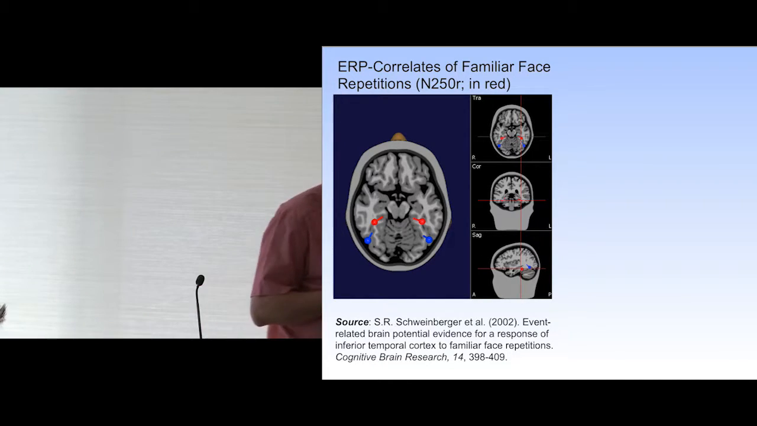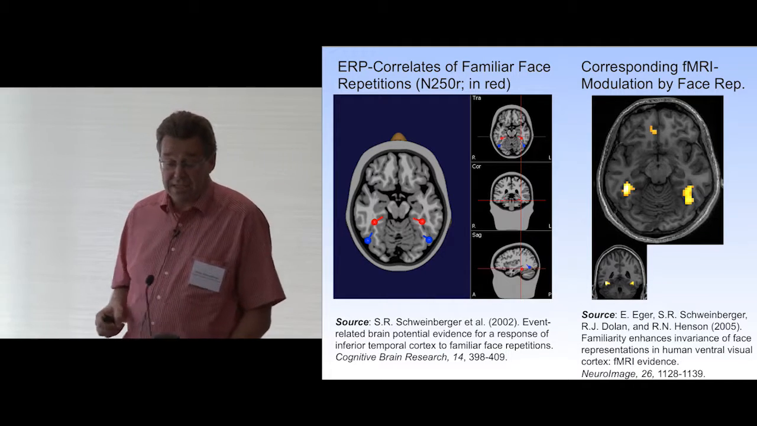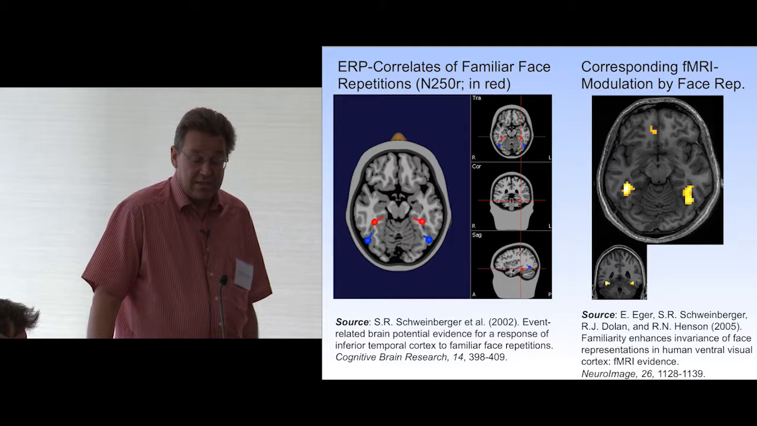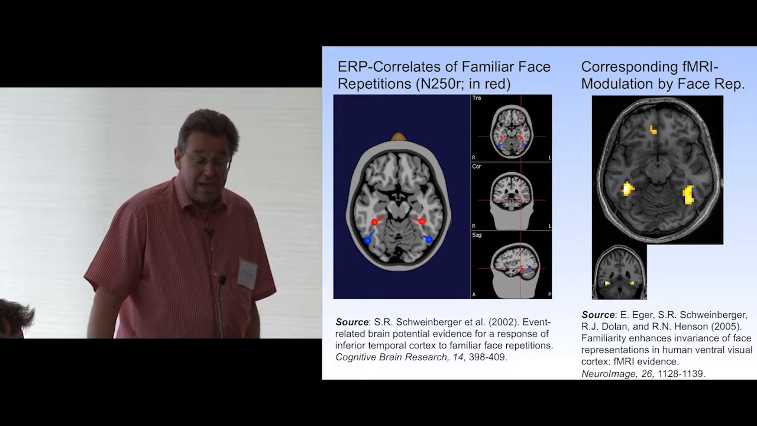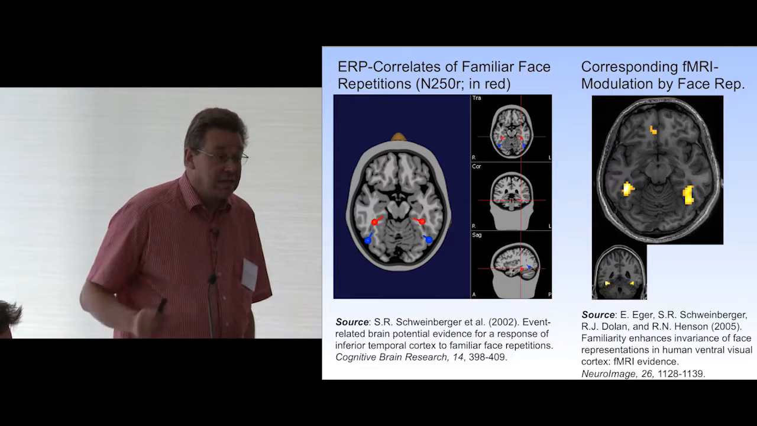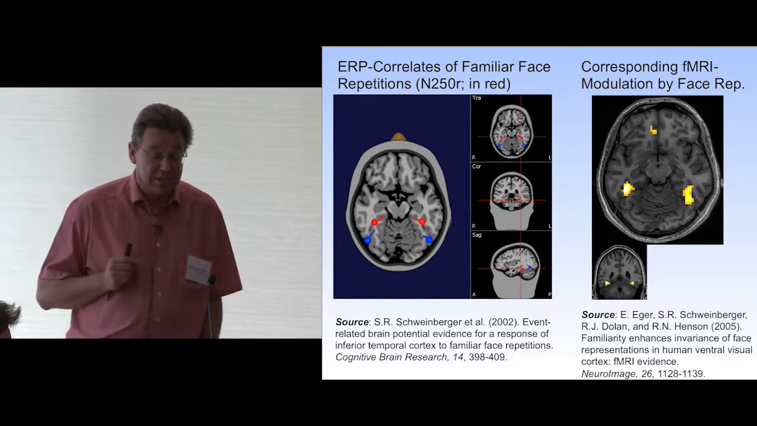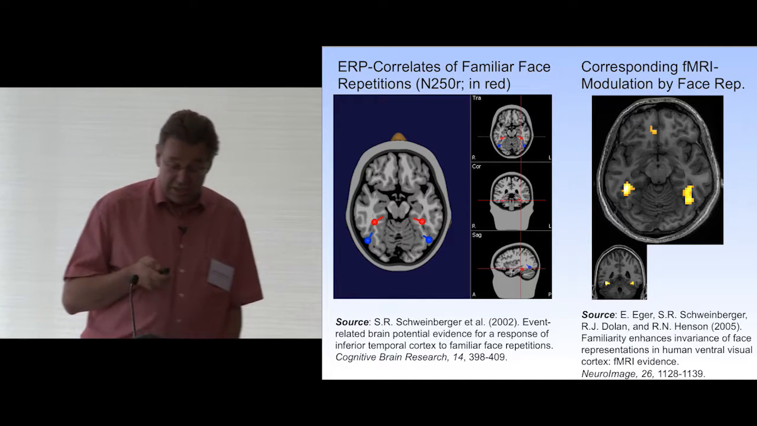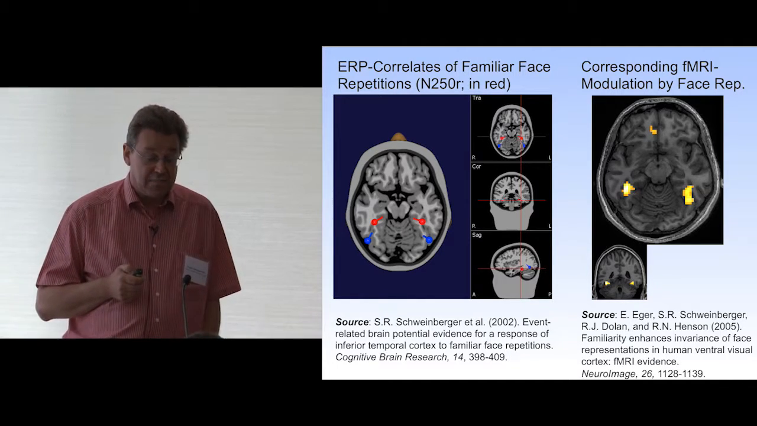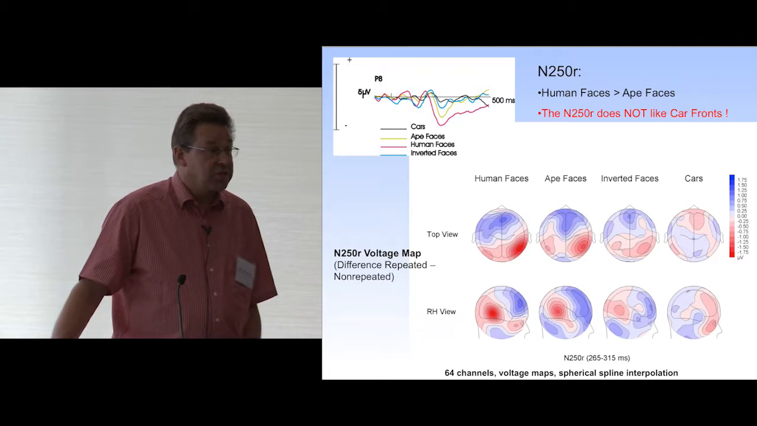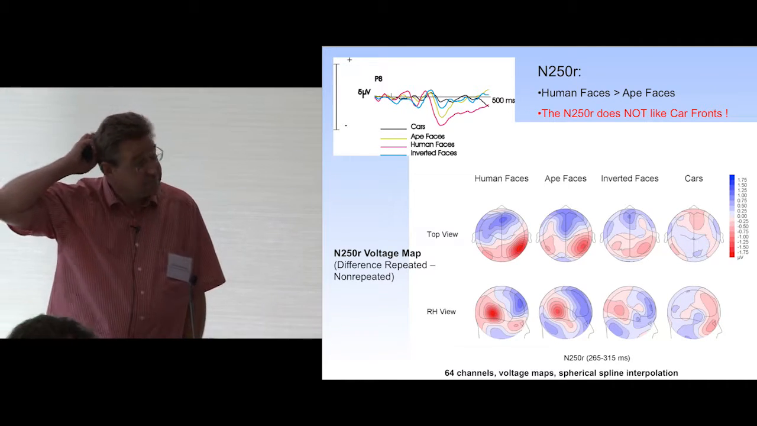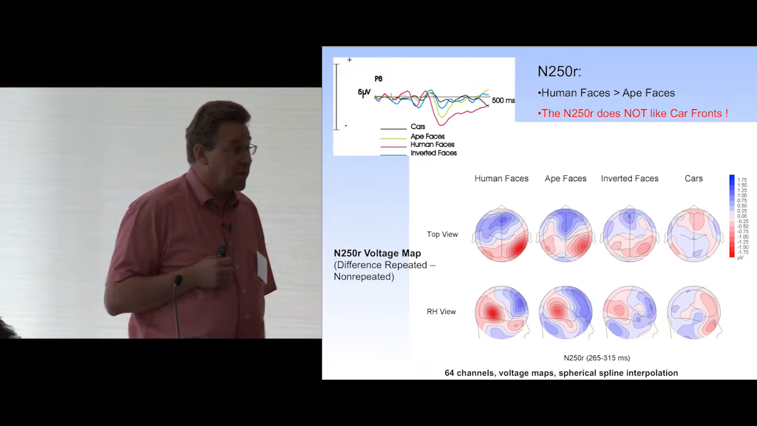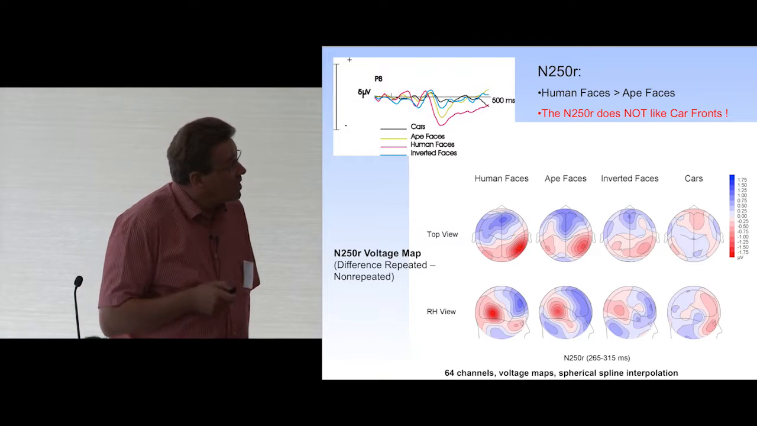But we also did an fMRI study together with Rick Hansen in London. And you see the results of this companion fMRI study on the right. And you see an intriguing similarity in the sense that familiar face repetitions clearly modulate the activity in bilateral fusiform regions, a bit more strongly so in the right hemisphere. And by the way, I should perhaps mention that the N250R doesn't like car fronts at all. And in that respect, it's perhaps more face sensitive than the N170.